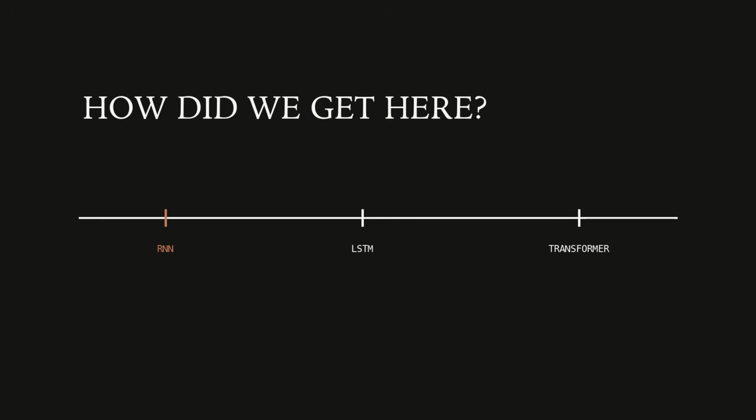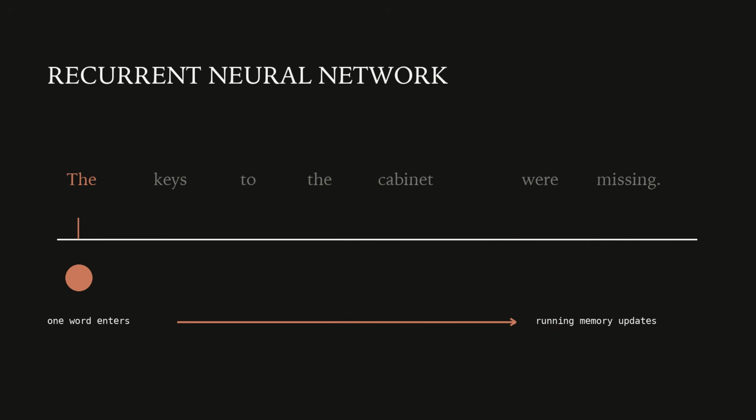How does that happen? Let's start before transformers were a thing. One common design was the recurrent neural network, or RNN. It read text one word at a time, carrying a small running memory as it went. Every new word changed that memory. But RNNs had two major limitations.